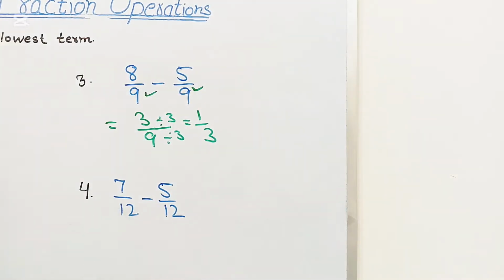Question 4: 7 over 12 minus 5 over 12. Denominators are the same. When we subtract 5 over 12 from 7 over 12, we get 2 by 12. 2 1s are 2, 2 6s are 12. My final answer is 1 over 6.